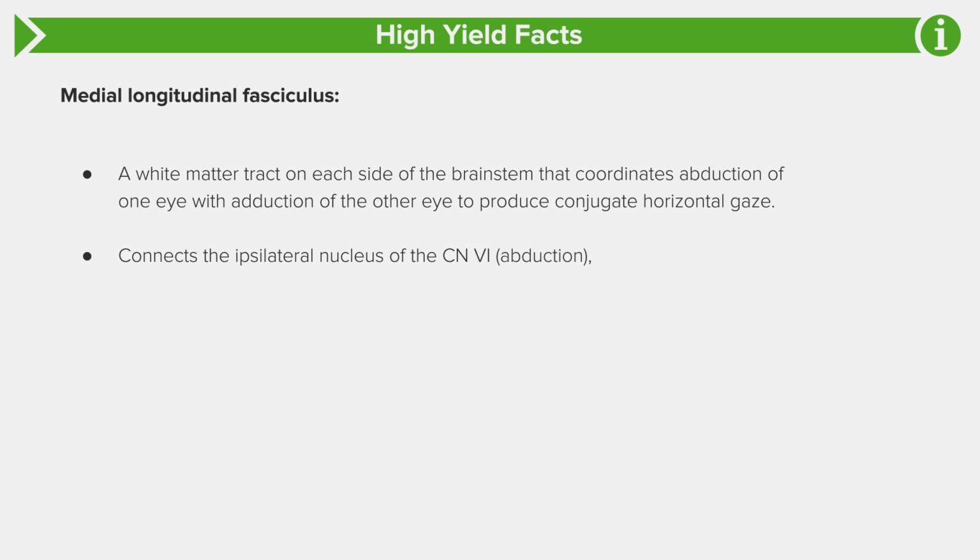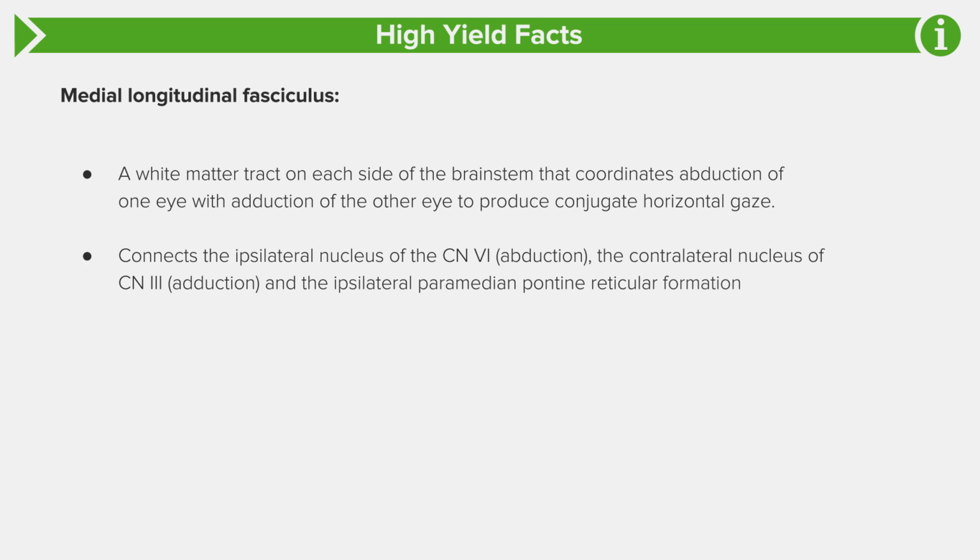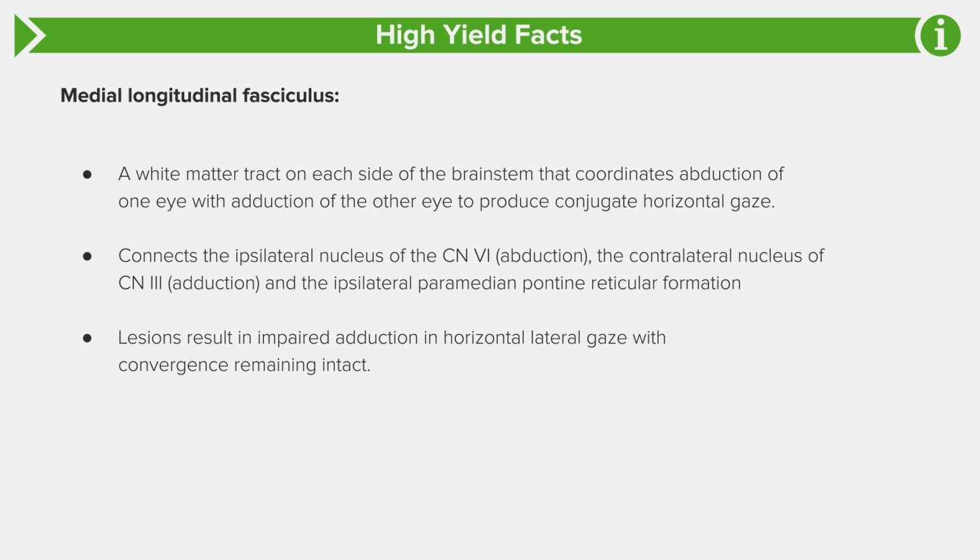The structures the MLF connects are the ipsilateral nucleus of cranial nerve 6, which controls abduction, the contralateral nucleus of cranial nerve 3, which controls adduction, and the ipsilateral paramedian pontine reticular formation, also called the PPRF. Lesions here result in impaired adduction in horizontal lateral gaze, but convergence will remain intact, which we also saw in this patient's clinical presentation.